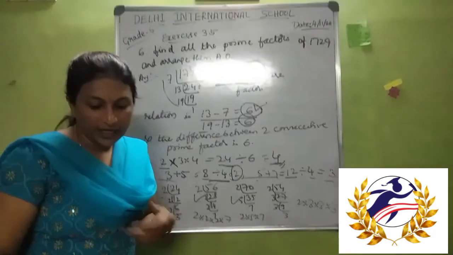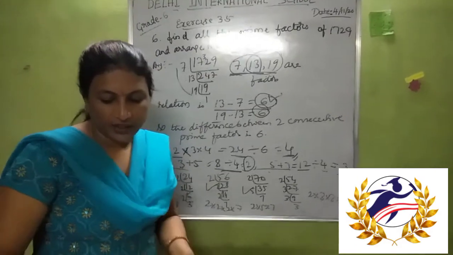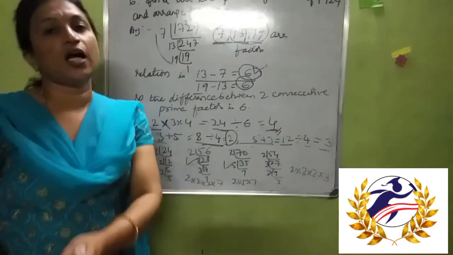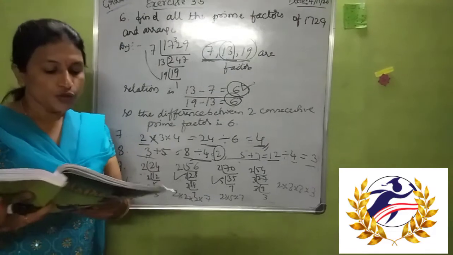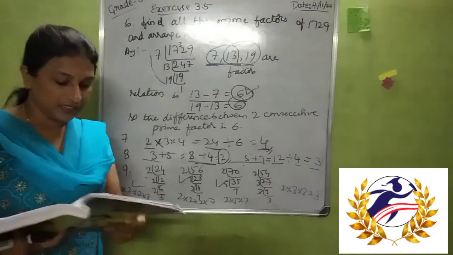Okay, that's why in A and D, the prime factorization is not completely done. Okay, so this is how the problem is done.